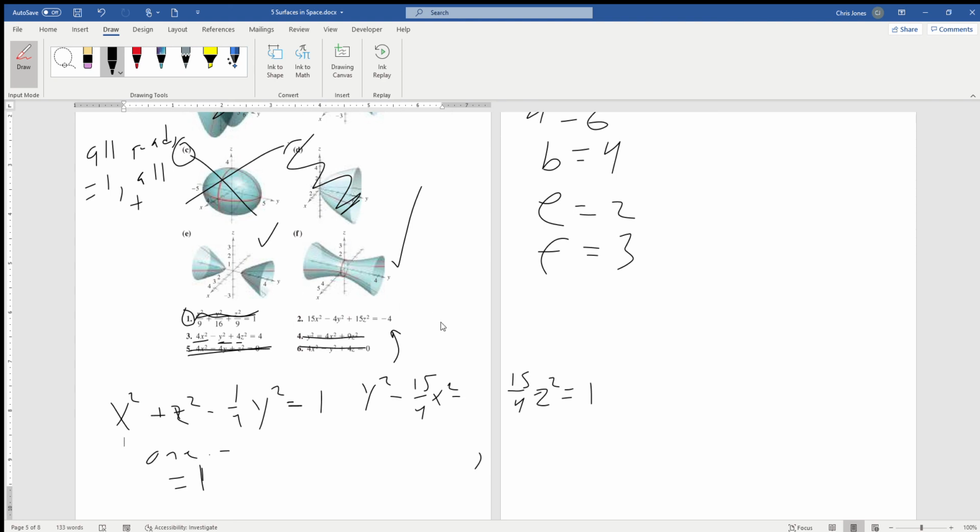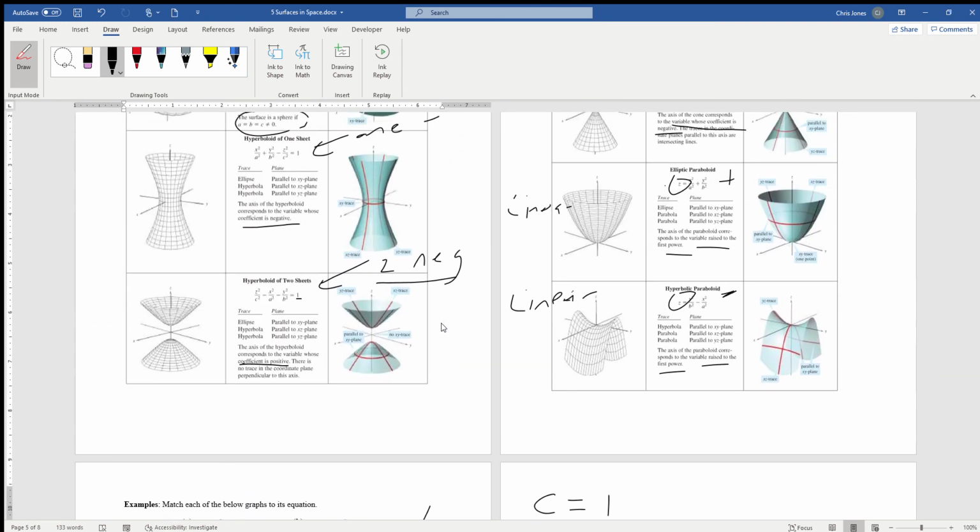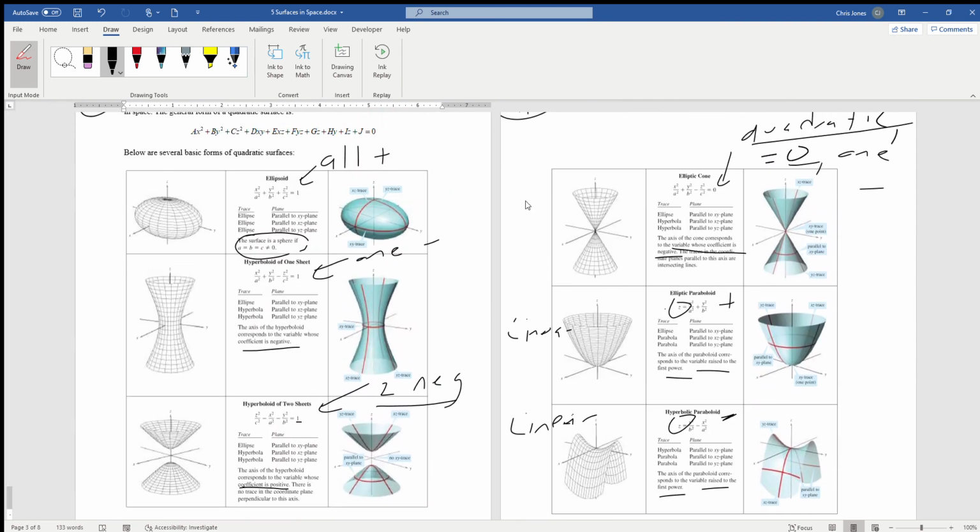All right, so that's how you can try to decipher each of these. You're going to use this sheet, and this sheet's going to be very helpful for you to be able to identify some of these quadratic surfaces. In the last video, I'm going to give you the equation, and you're going to be able to identify the surface as well as some of the key characteristics, and this table is going to be very useful for that.